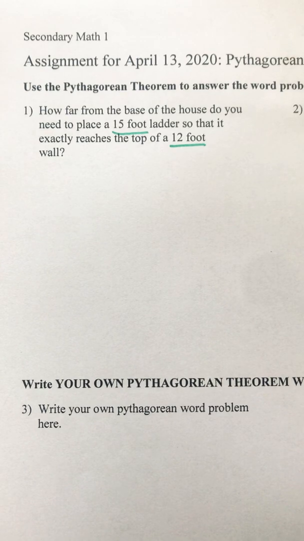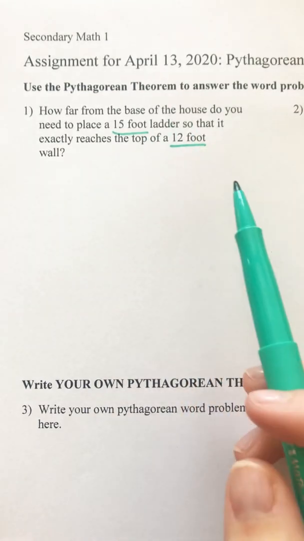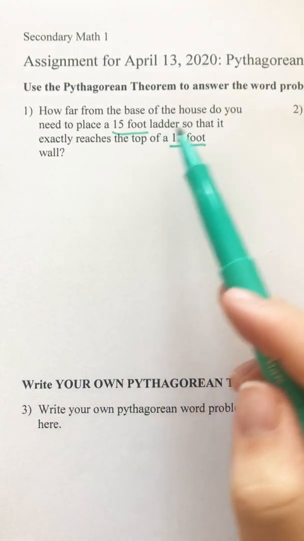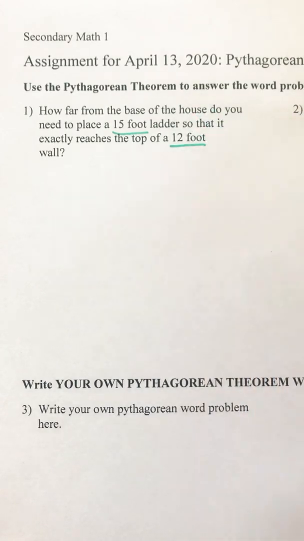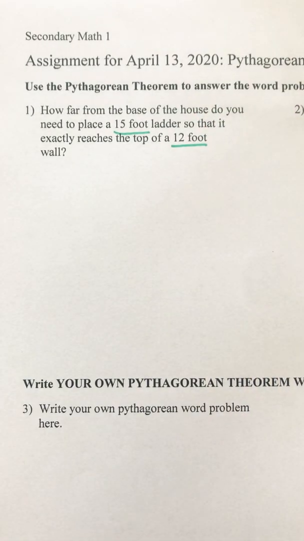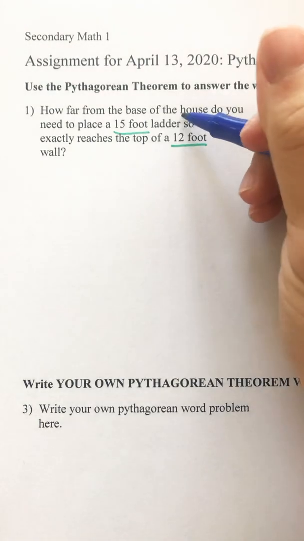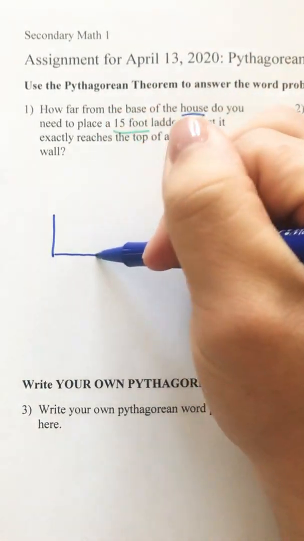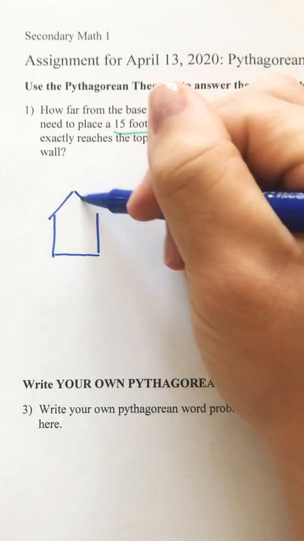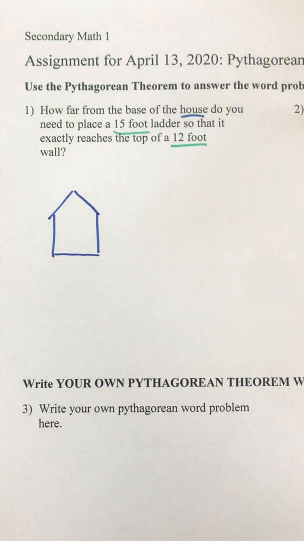Okay, so I have 15 feet and 12 feet underlined because I know that I'm going to have to use that information. Now that I have that, I'm going to actually read it again and see what I'm drawing a picture of. So how far from the base of a house? Okay, so it tells me I have a house right here. I'll use a different color. So I'm going to go ahead and just draw a little house. Okay, there's my little house.